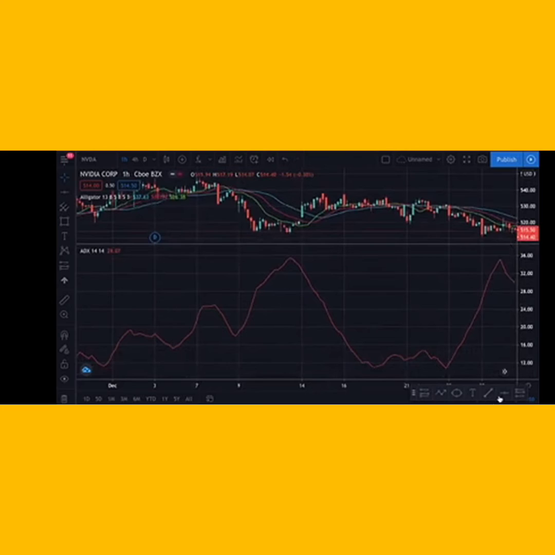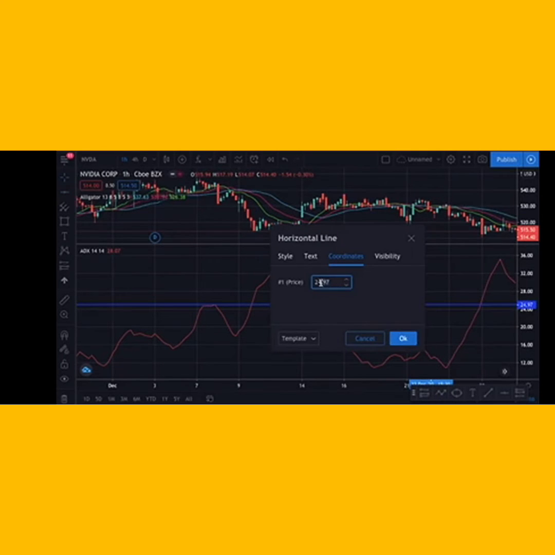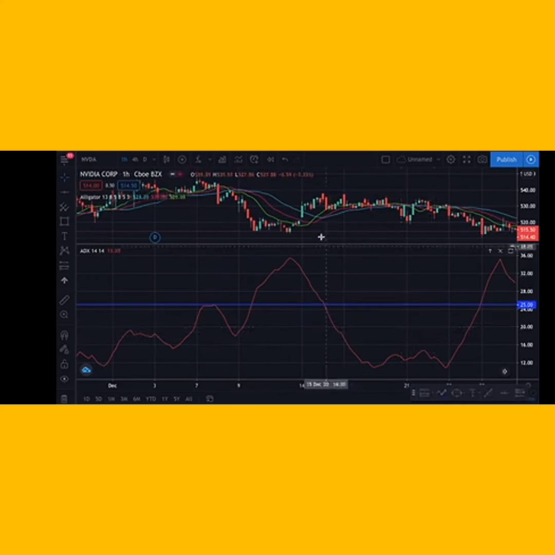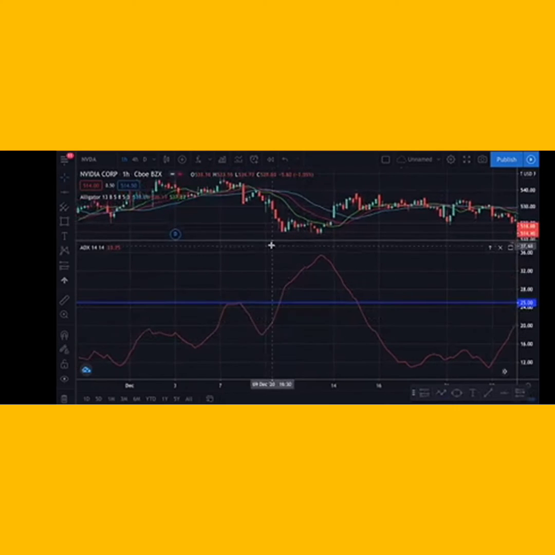ADX is also a trend indicator, and we will use it for the entry signals. The ADX indicator shows us the strength of the trend. The higher the ADX value, the stronger the trend. If the ADX value is low, it means that the market is consolidating. So, the ADX indicator shows if a stock, commodity, or currency is trending or not.